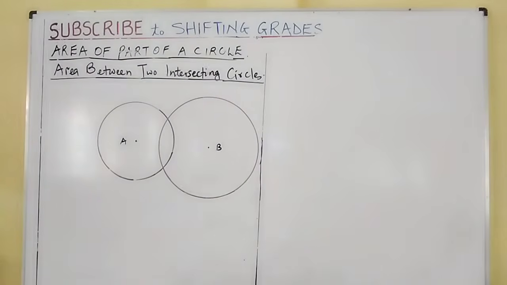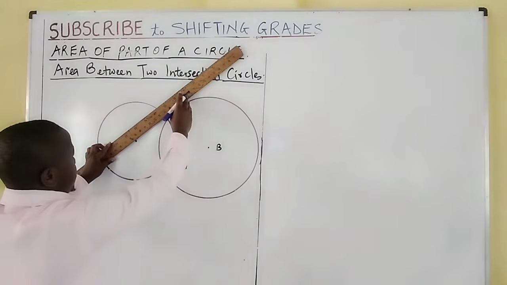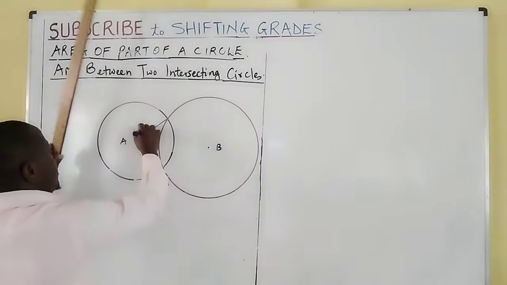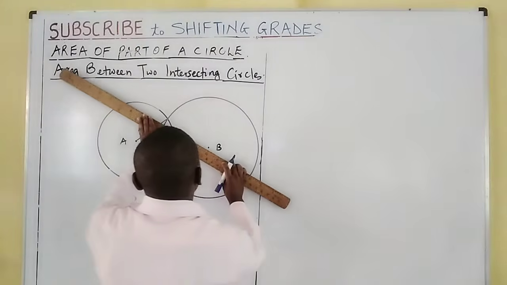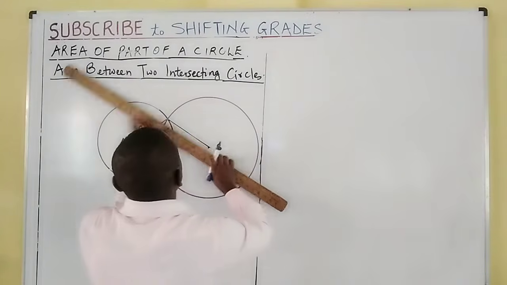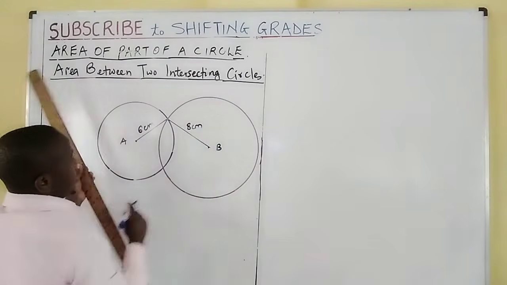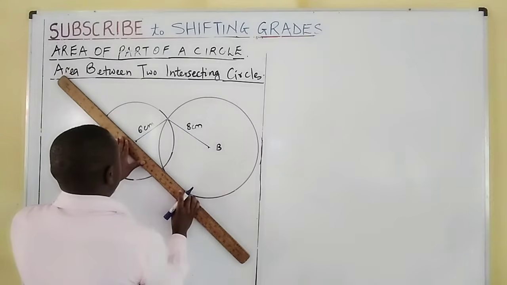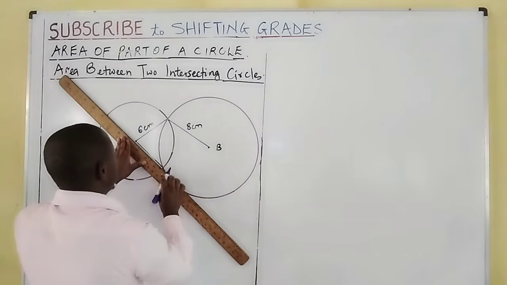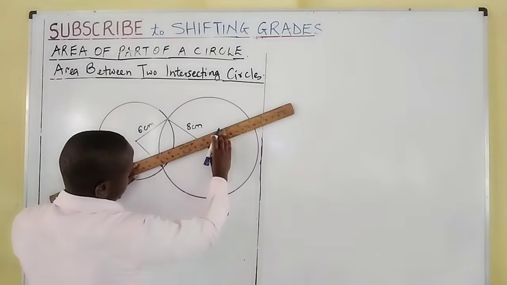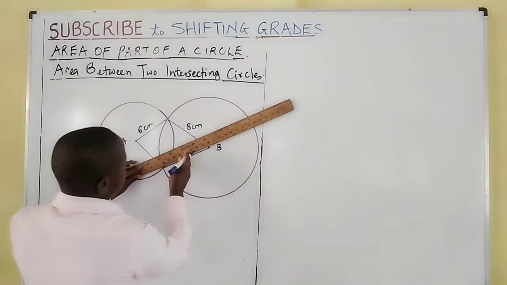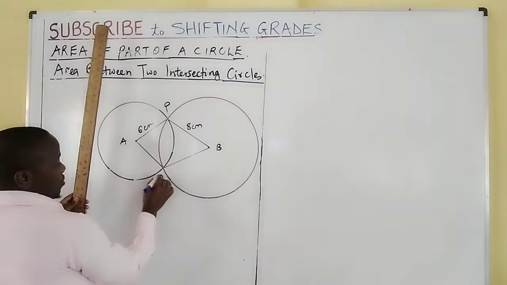Then we are told that the radius for this one is 6 centimeters, and the radius for this one is 8 centimeters. So we can now elongate this to there. We are told again the two circles meet at P and Q.